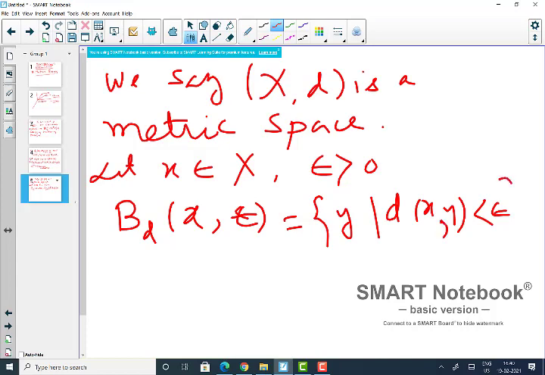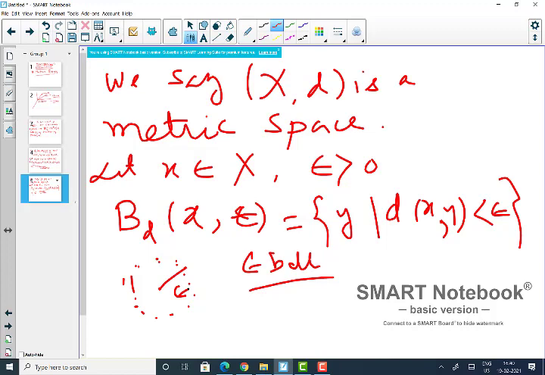Okay, clear? So you choose a point x, and you are checking how many such y's are there within this radius epsilon. Okay, and this is called the epsilon ball. Clear? And obviously you can choose any positive epsilon, it doesn't matter.